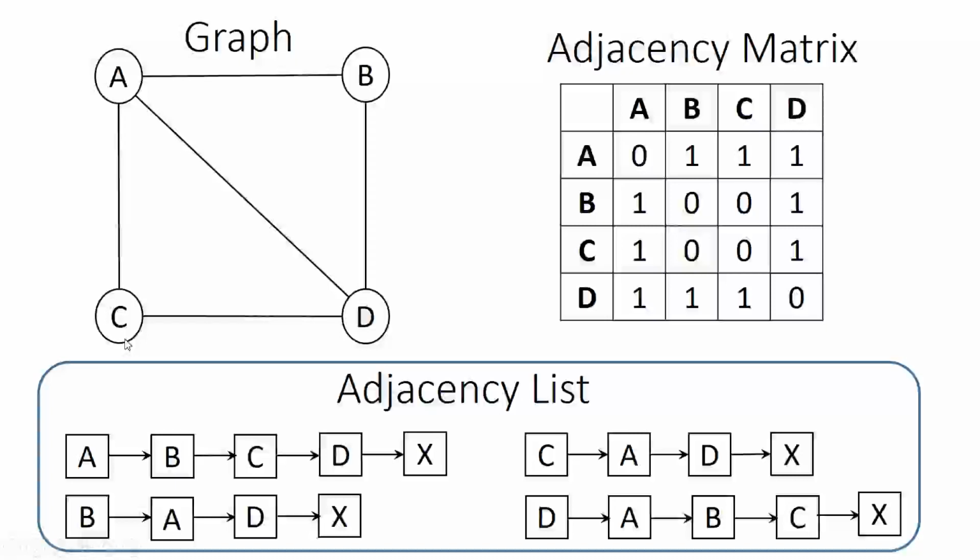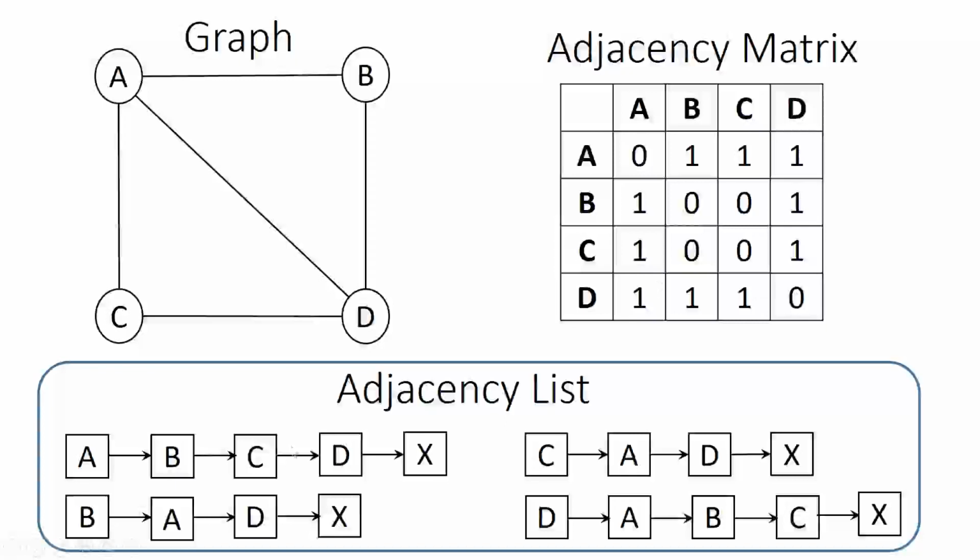How will you find the degree of a vertex? It is very easy actually, because for A, how many ones are there in the row? 1, 2, 3. Three edges are connected. So the degree of A is 3. Similarly, for B, two ones are there, so the degree of B will be 2. What will happen in the case of C? 2. And D, 3. So the degree of A is 3, B is 2, C is 2 and D is 3.